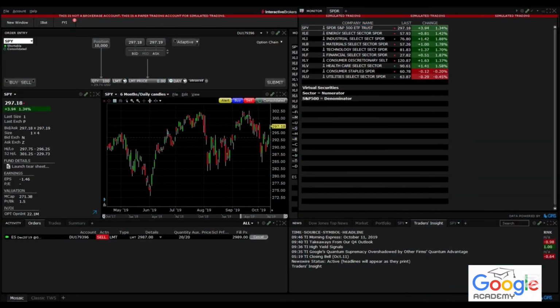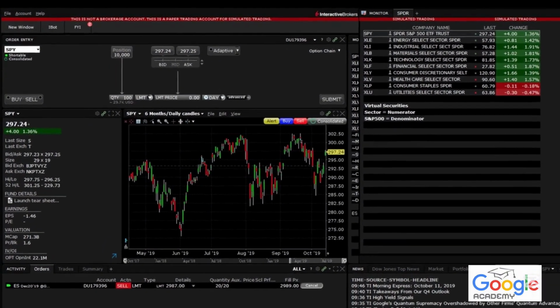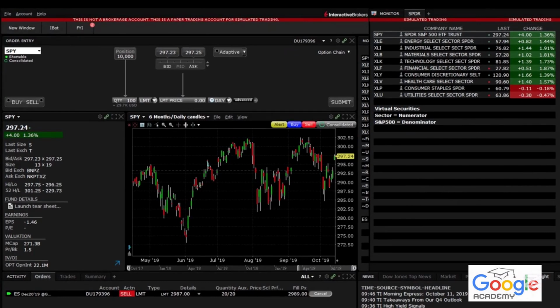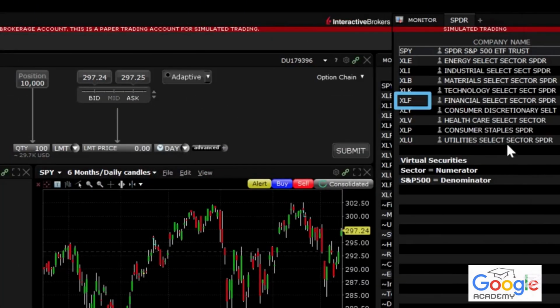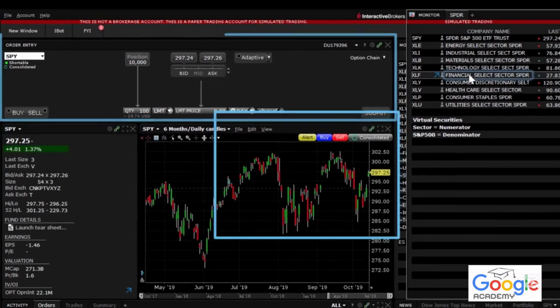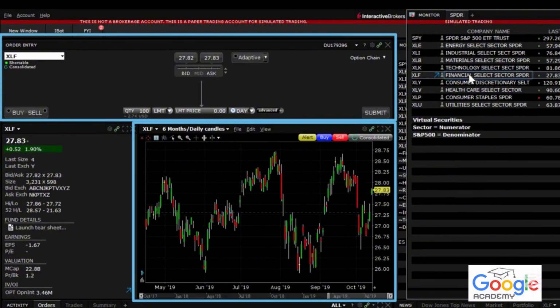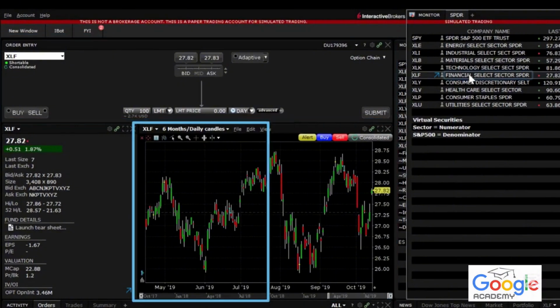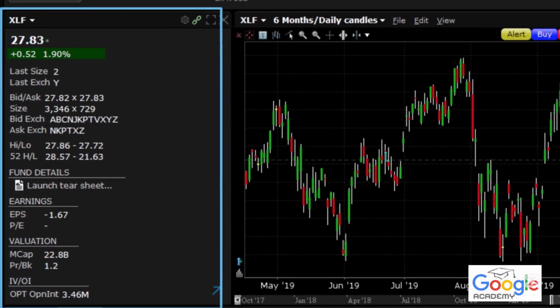The first tool is free information provided in Trader Workstation from Alta Vista. We have added the Sector Spider ticker symbols to this TWS watch list. Clicking on one will load both the order entry window and the chart. But it will also populate the quote panel on the left, displaying market data, earnings and valuation.